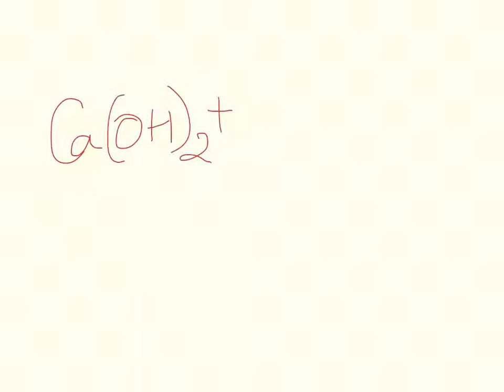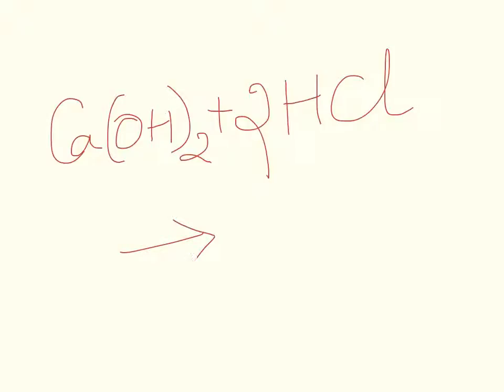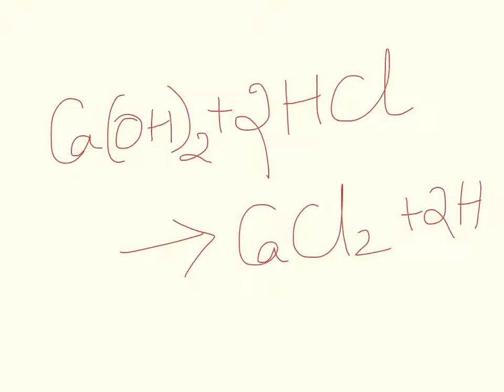So when you write out the balanced equation, it would be calcium hydroxide plus 2 moles of HCl yields calcium chloride and 2 moles of H2O. This would be the balanced equation.